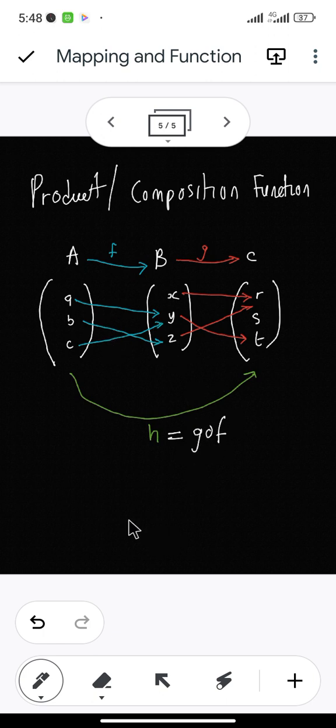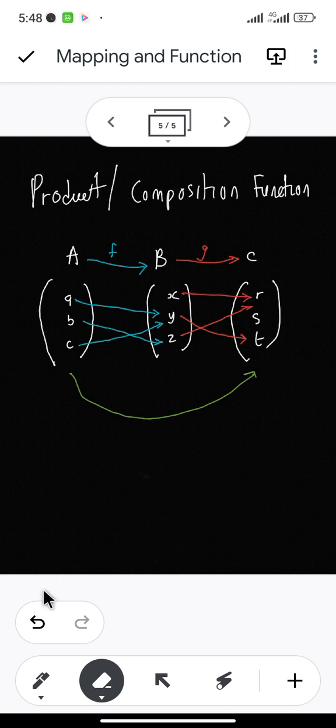So this is a function. In order for us not to get confused, because we're going to be using this a lot, the function that maps A directly to C is function g of f, a combination of the two functions. You understand?